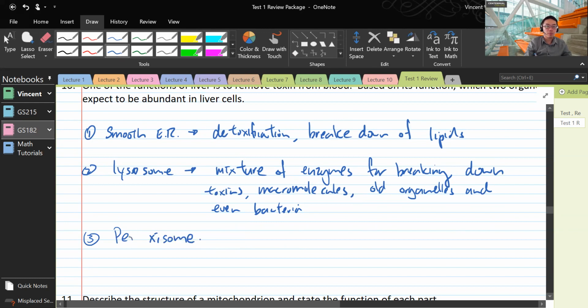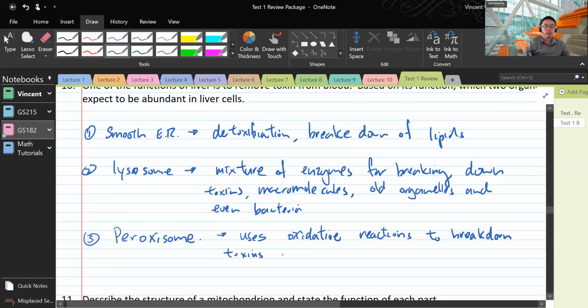Okay, peroxisome. This one uses oxidative reactions, meaning reactions that rip electrons from things, right? It uses oxidative reactions to break down, again, toxins and other molecules. But it generates H2O2 as a byproduct.